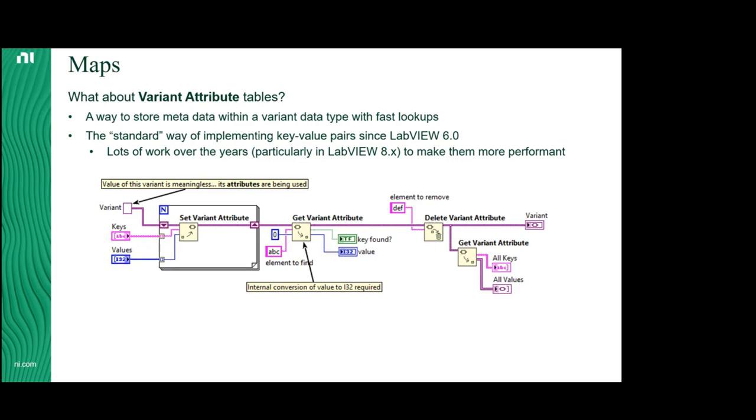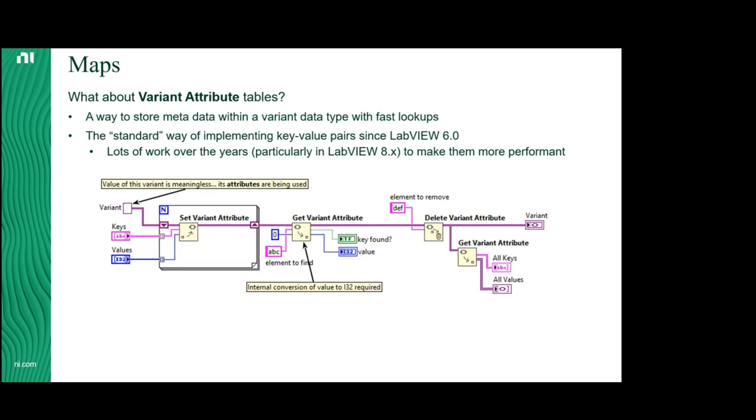So we've got all of these keys and values that we put in the variant attribute table. We can get the attributes based on their name. We can remove them. We can get all of the values, all the keys. So this code looks very similar to my map code that I showed before, but this is how we did it before we had maps. And this was not at all LabVIEW R&D's intention for variant attributes. That is not what they added the feature to LabVIEW for. They added it as a way to throw some metadata on your variant, not knowing that people were just going to use it as a full-blown data store.